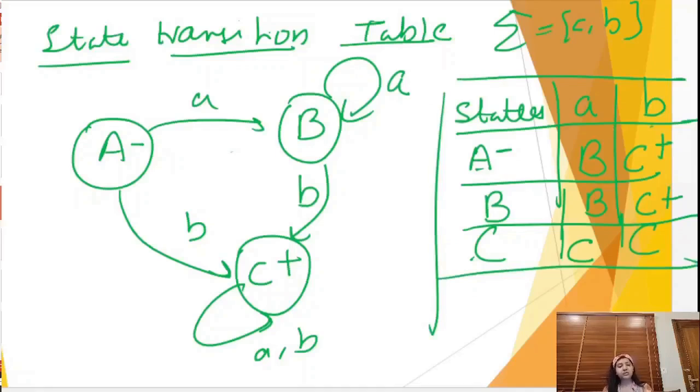So this was an introduction to finite automata and the state transition table. In the upcoming video, we'll take more examples of how to draw the finite automata.